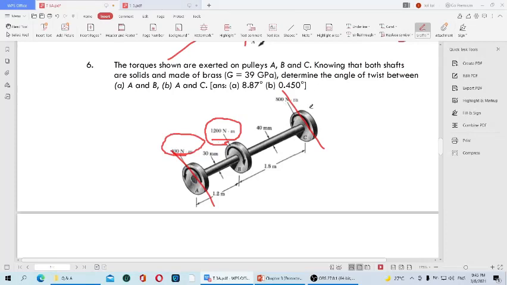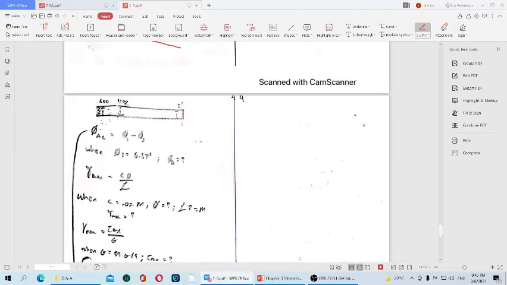At 100 Newton meter, we don't need to include it because we cut it before 800 Newton meter, so that's why we didn't need to include that. Only include these two torques right here. Let's say it's just more clear if I cut it at that point. So we only include 400 Newton meter and 1200 Newton meter.